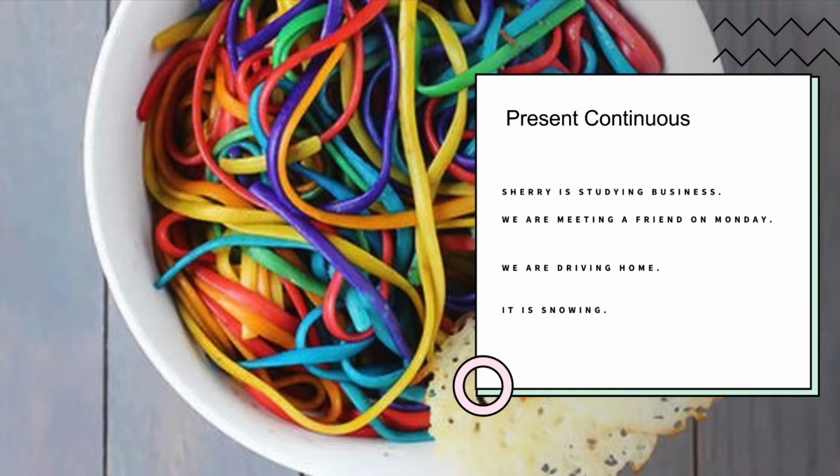Let's take a look at some examples. Sherry is studying business. This is a temporary situation happening now. We are meeting a friend on Monday. These are arrangements involving somebody else. We are driving home. We are doing this right now at this moment. It is snowing, for example.